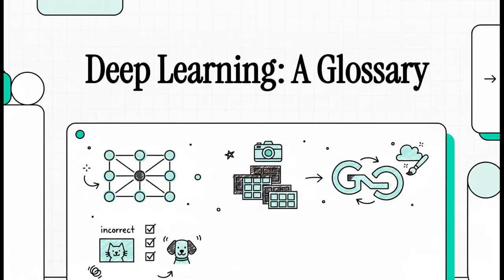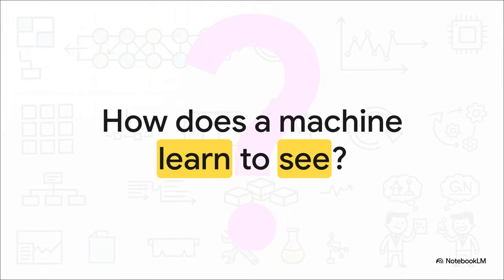Let's get into it. To get us started, I want to pose a really big question. It sounds simple, but it's actually profound. How does a machine learn to see? How can a bunch of code look at a picture and have any idea what's in it? This is the core challenge that's going to guide our entire journey today.